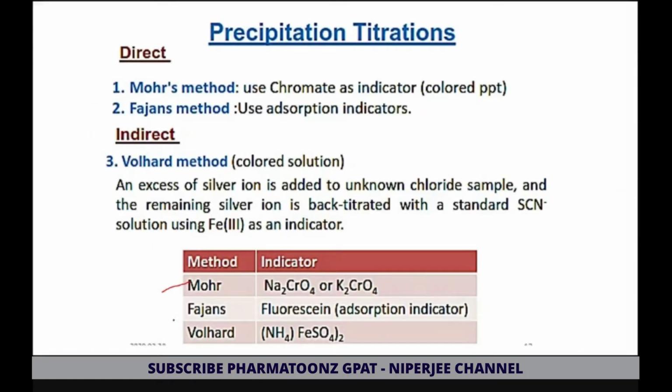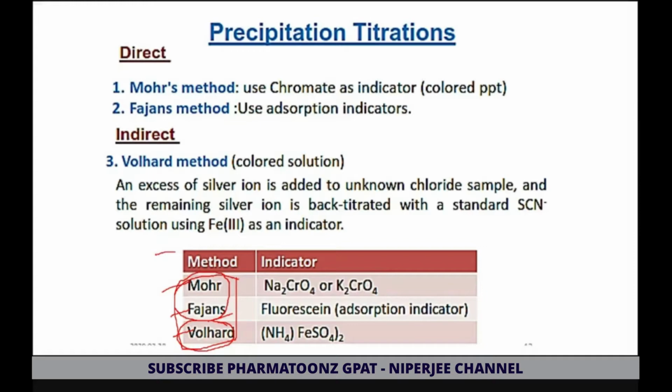So the first method is Mohr's method, then Fajans method, and Volhard's. All these three methods are used for determination of chlorides. You have to remember, many times questions were asked from Mohr's method and Fajans method. Questions like which of the following is the adsorption indicator method? Fajans method. Which of the methods is called the direct titration method? Mohr's and Fajans are direct titration and Volhard is indirect titration. For detection of chloride, which methods are used? Mohr's, Fajans and Volhard, all three methods are used for chloride determination.